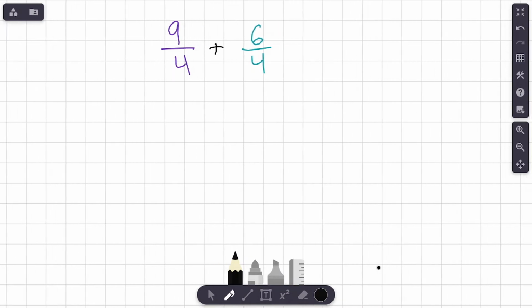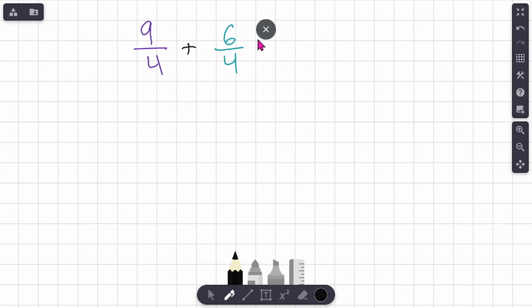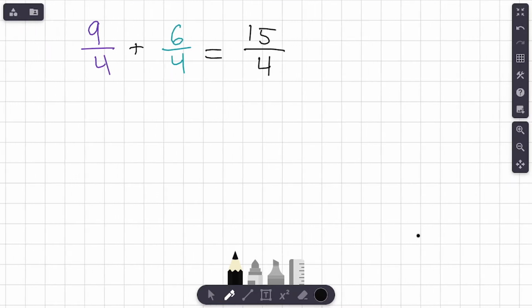So we've got 9/4 plus 6/4. Add the numerators. So 9 plus 6 is 15. Do we add the denominators? No, we do not. And the denominators stay the same. So 9/4 plus 6/4 gives us the answer of 15/4, which is an improper fraction.